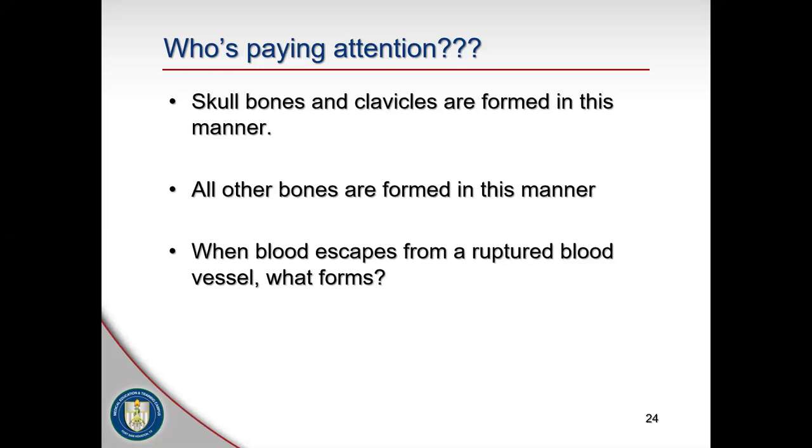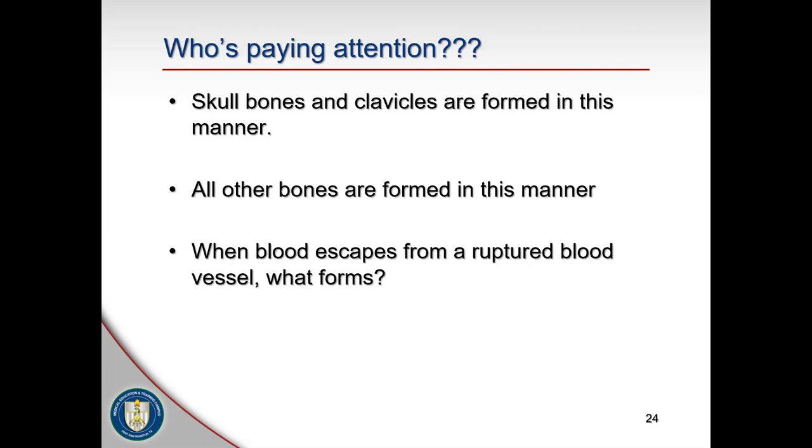The flat bones are formed in a certain manner, right? And then the rest are formed in another. So what would be the skull bone and the clavicles? The skull bone and clavicles are considered flat bone. So what bone formation would be considered mainly for flat bones? It was the first one you said, right? So you have endochondral and you have intramembranous. Intramembranous is the flat bones. Okay, intramembranous. All other bones are formed in this manner. So what would that be? The first one, the endochondral. Okay, that'll be the endochondral.